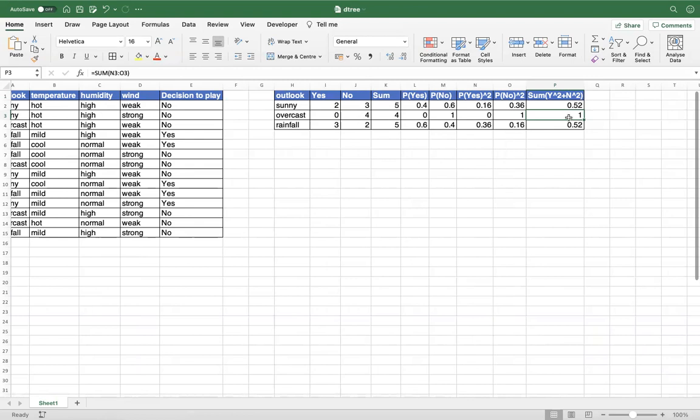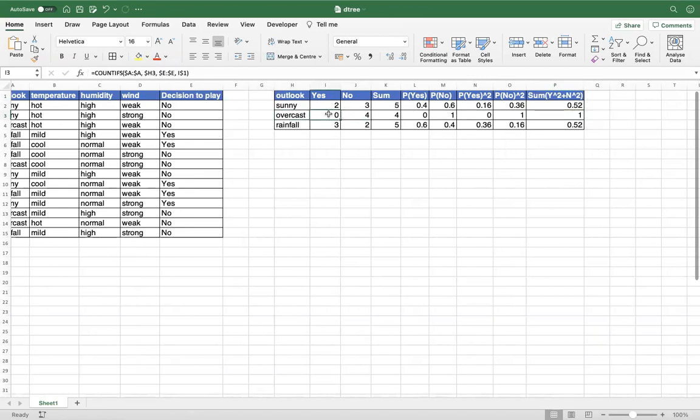It is actually telling us with what confidence we can say that whenever the outlook is some value, overcast, there is a decision to play. It can be yes or it can be no. It doesn't matter to us. So here either it is yes or it is no. You see, it is 1.